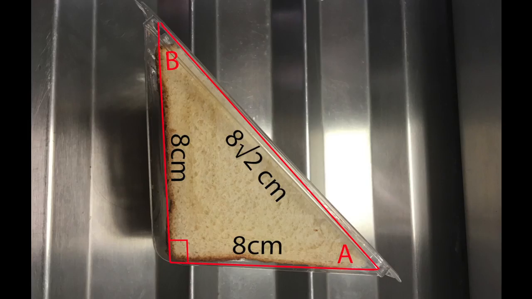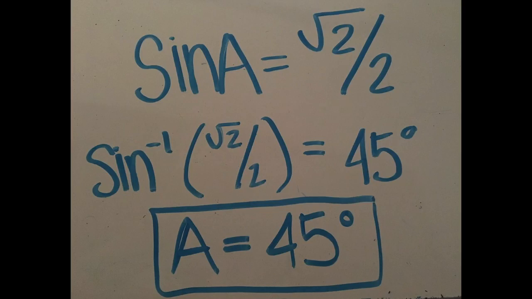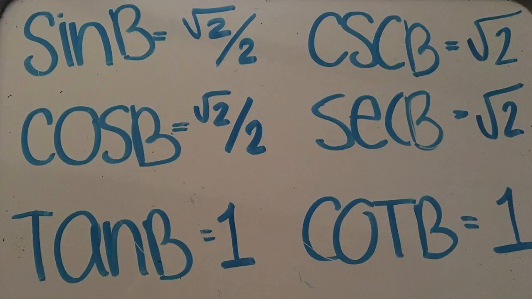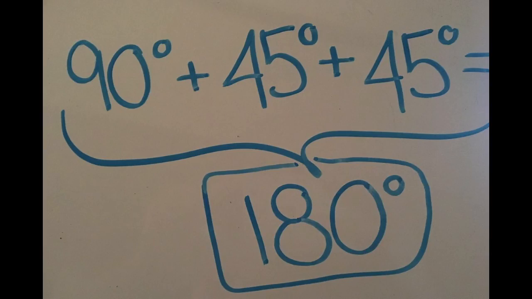I measured the sides of the sandwich, and then I did the Pythagorean theorem in order to get the hypotenuse of this triangle. Then I chose a specific angle and got the trigonometric functions of the sandwich: sine, cosine, tangent, cosecant, secant, and cotangent. I took sine of A and did the inverse of sine. Then I got the angle, and then I did the same thing with the other angle. Finally, I added all the angles in order to get 180 degrees.